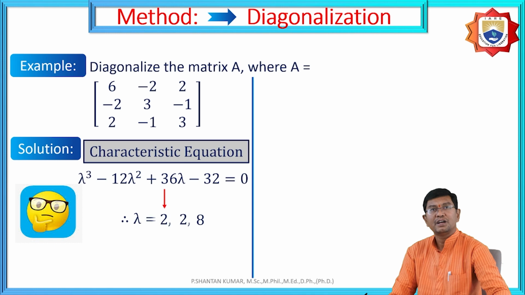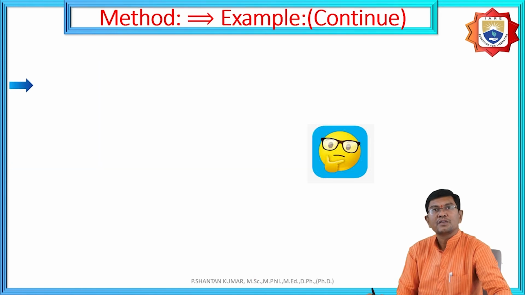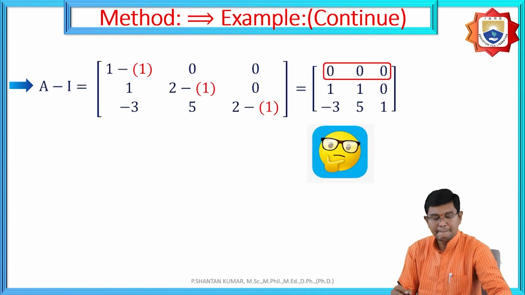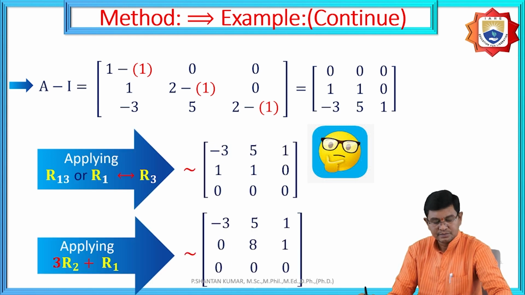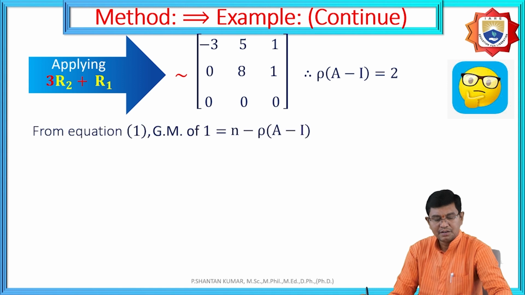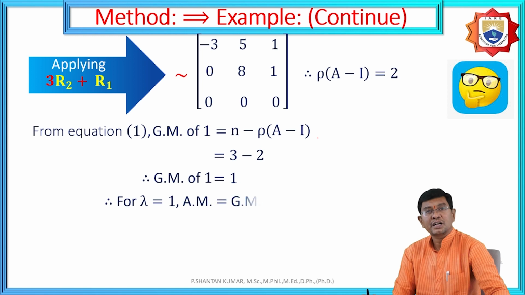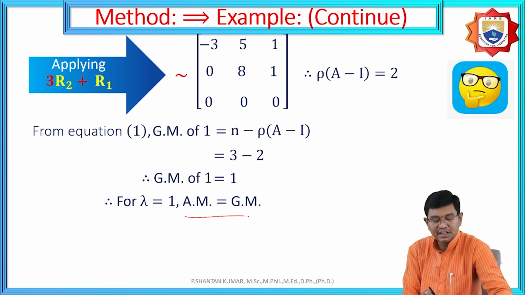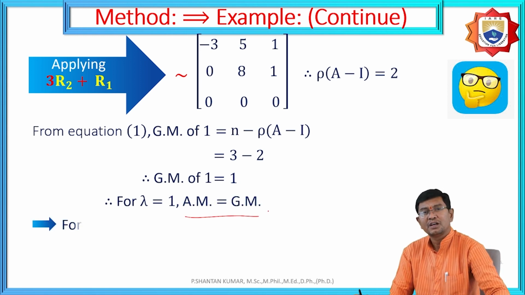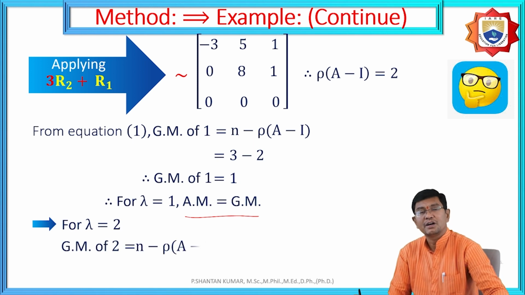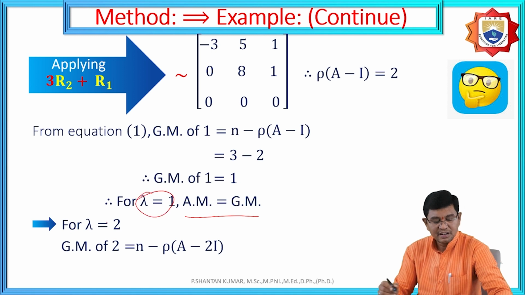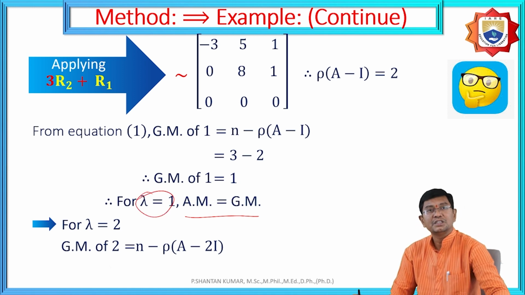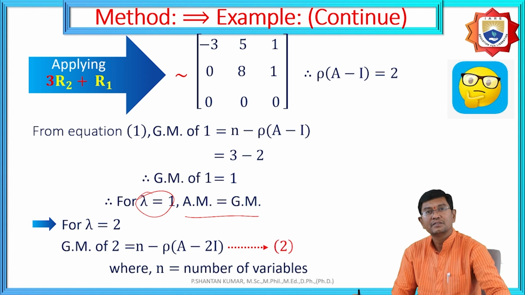And further, we need to find the conclusion of this problem. Up to here no problem. For lambda equal to 1, AM is equal to 1 and GM is also 1, therefore the matrix is diagonalizable. But here lambda is equal to 2, and we need to find the GM of this.